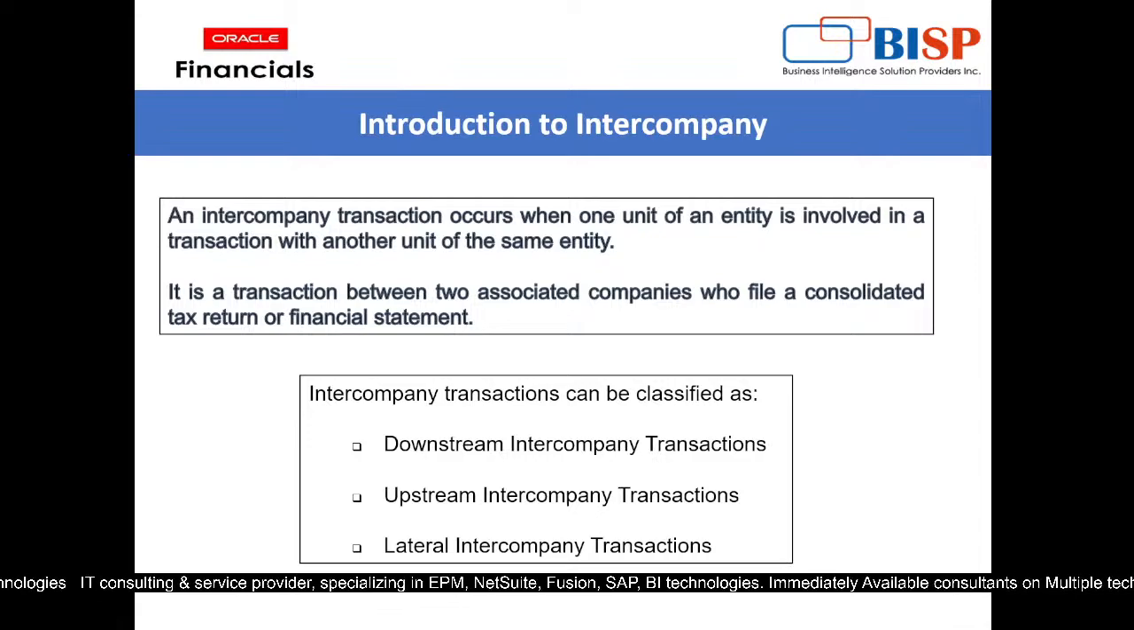Most of the transactions involve two unrelated entities, but an intercompany transaction occurs when two related entities transact with one another. It is a transaction between two associated companies. Now we'll understand why these transactions occur.